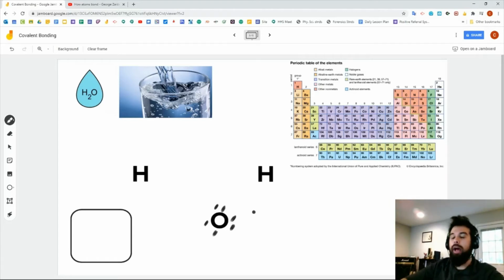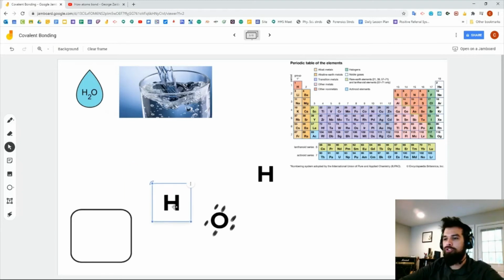1, 2, 3, 4, 5, and 6. Okay, so not perfect, but serviceable. Now what I'm going to do is everywhere that I don't have a paired up set of electrons, I'm going to put another atom. So I've got these paired up and I've got these paired up, but this one's by itself on the bottom and this one's by itself on the side.